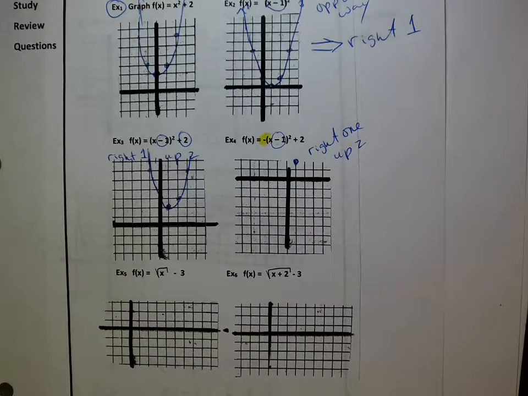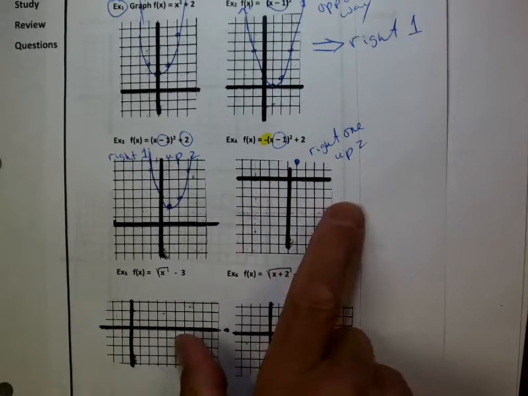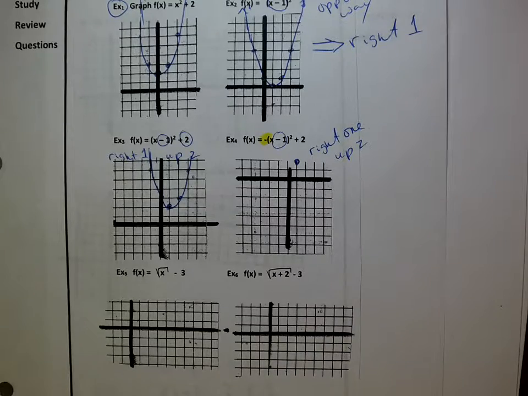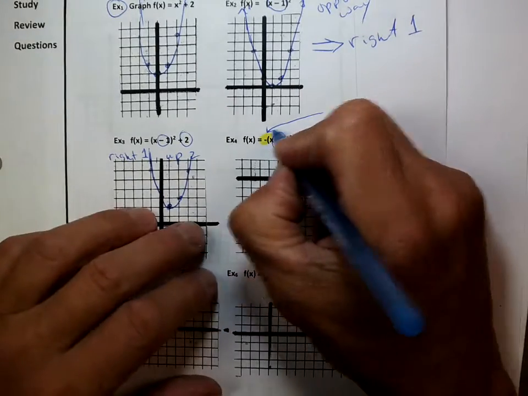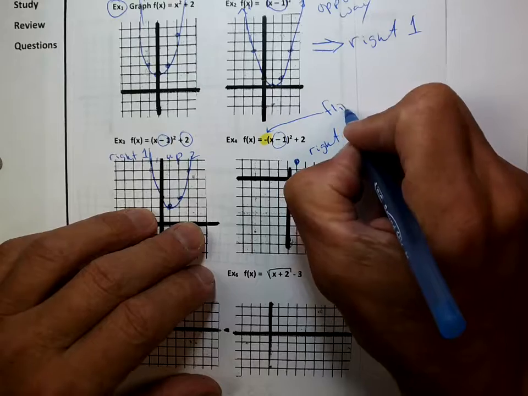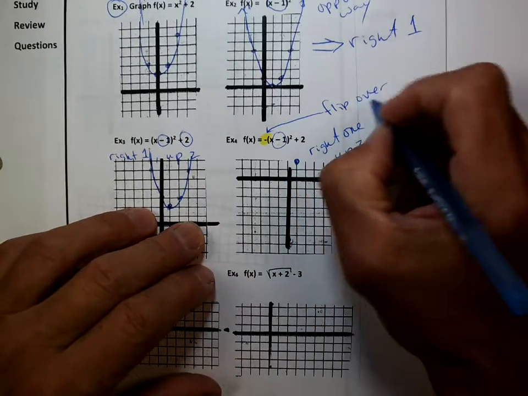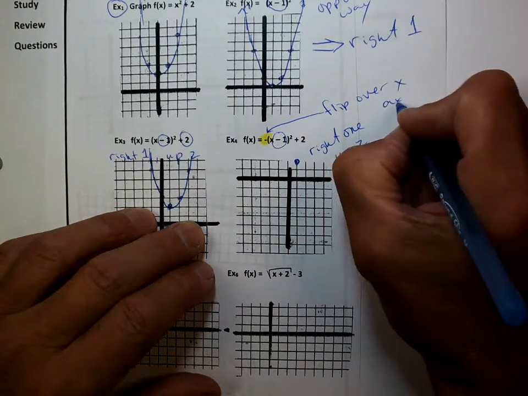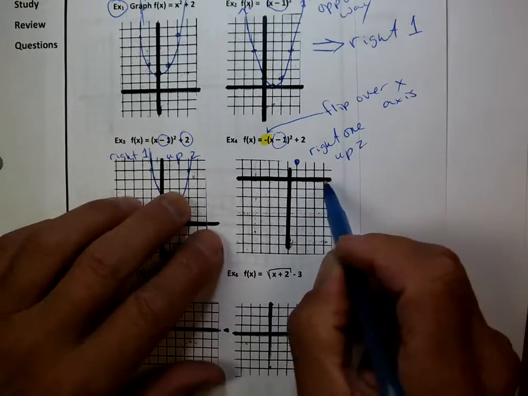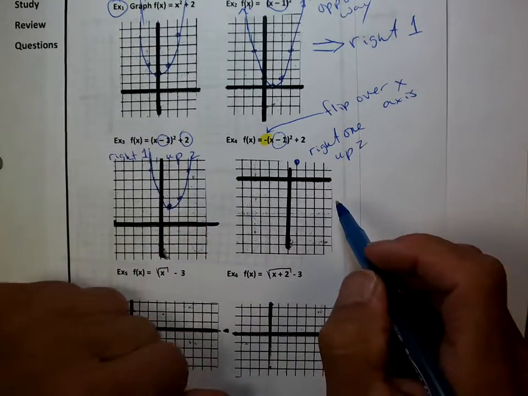It's going to go down. Julia, say it. I saw you do it. Say it. You're going to flip it. So it's going to be upside down. It's going to flip over the x-axis. So this negative right here means to flip over the x-axis. Totally right, Julia.